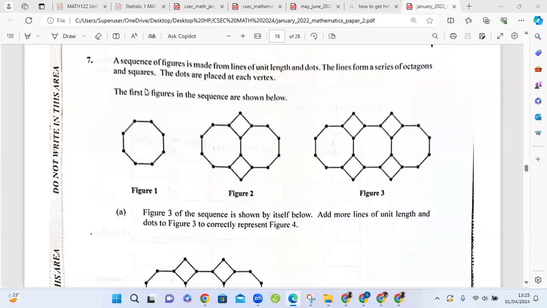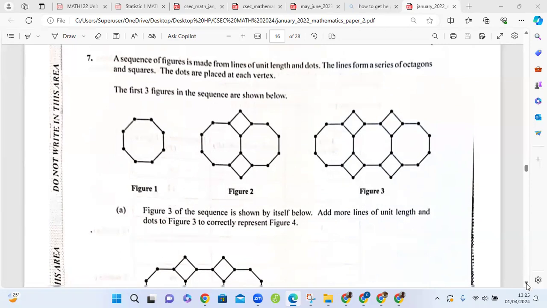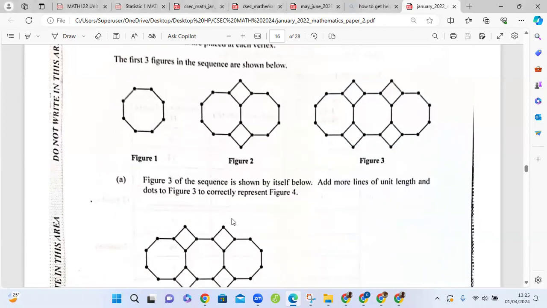Here we've got number 7 of the January 2022 paper, and it says that we have to complete the shape by following the sequence, following the pattern. We notice that every new shape has a new octagon. So you have 1 octagon, 2 octagons, 3 octagons, 4 octagons. So this one will have 4 octagons because this is a repetition of figure 3.